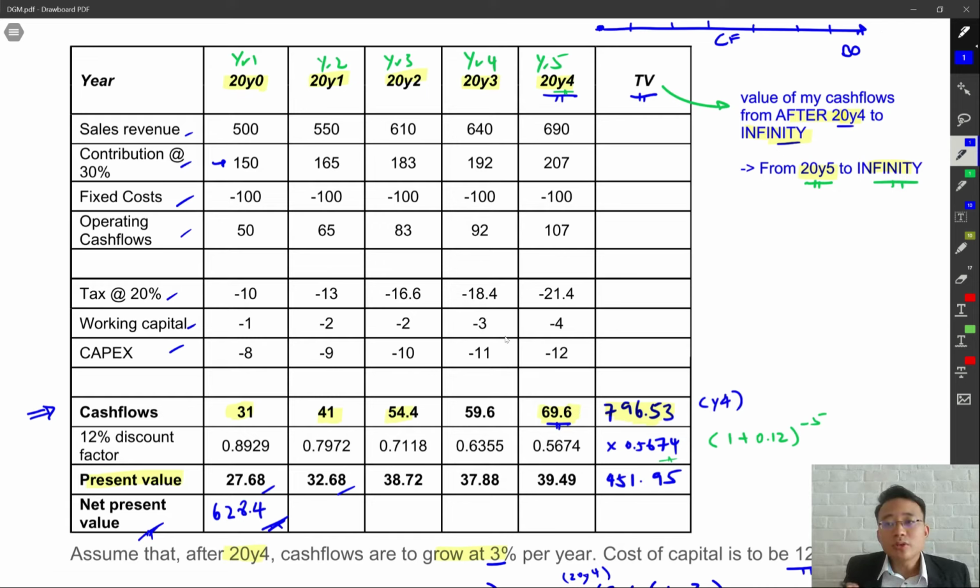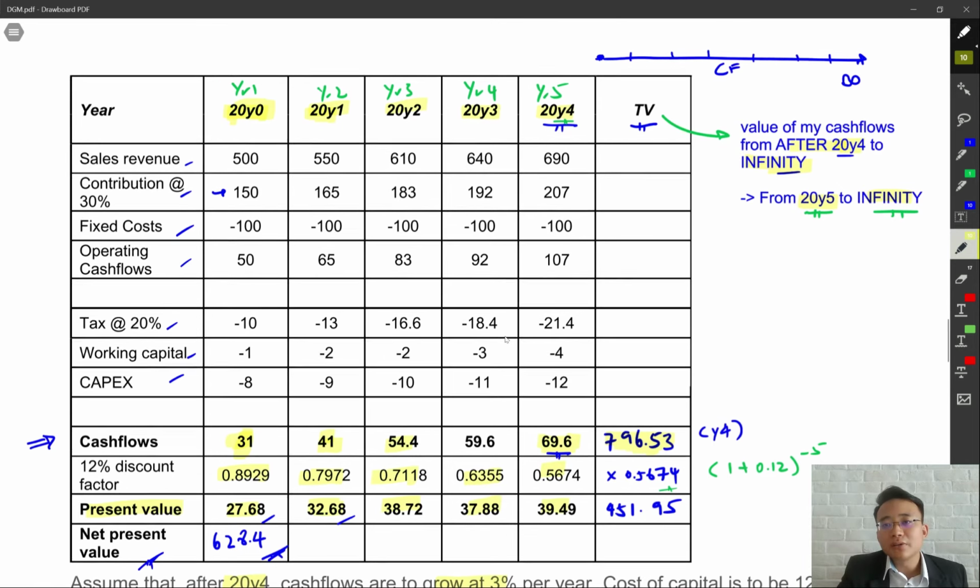Okay? So this is how we value all the cash flows. I valued my cash flow. For the first year, I got $31. I discounted it. This is the present value. Same thing for year 2, I discounted it. This is the present value. Same for year 3, year 4, year 5.